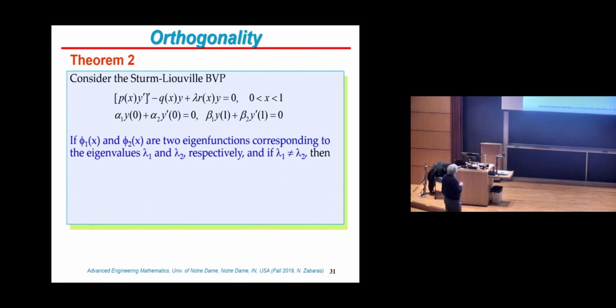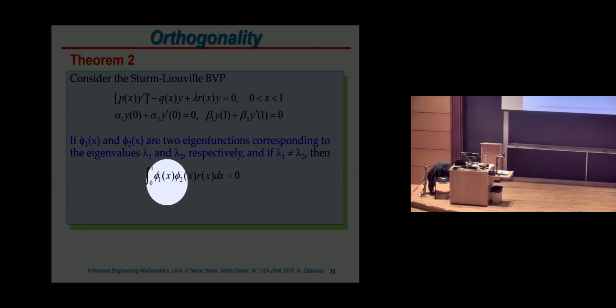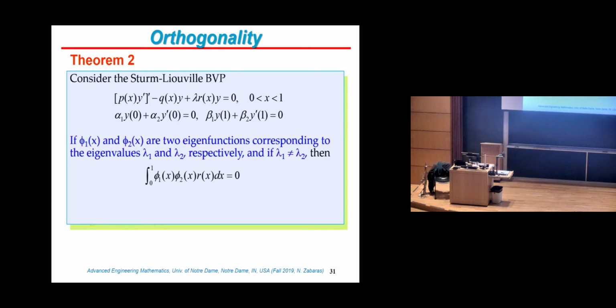And actually, on the second theorem, you can prove that if you have two distinct eigenvalues, the corresponding eigenvectors are orthogonal, exactly like in symmetric matrices. But notice now something extremely interesting and wonderful. The orthogonality does not mean the integral of phi1 times phi2 dx equals 0. It means the integral of phi1, phi2 times r of x. R of x is like a weight in defining this inner product, right?